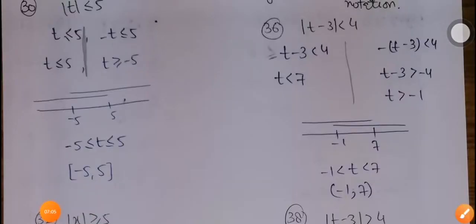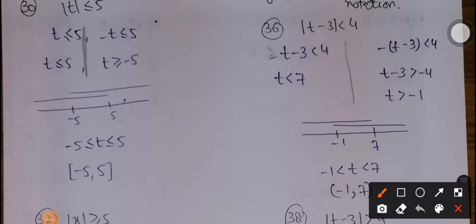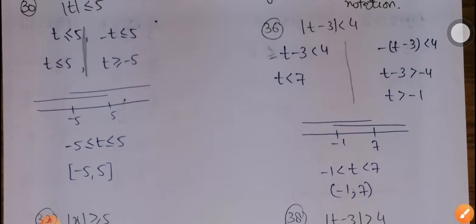Next we have question number 36, absolute value of t minus 3 is less than 4. So t minus 3 is less than 4, and minus times of t minus 3 is less than 4. This gives t less than 7, and this provides t greater than -1. So t is less than 7 and greater than -1. It means we are able to write down one single interval, which is -1 to 7, open interval.